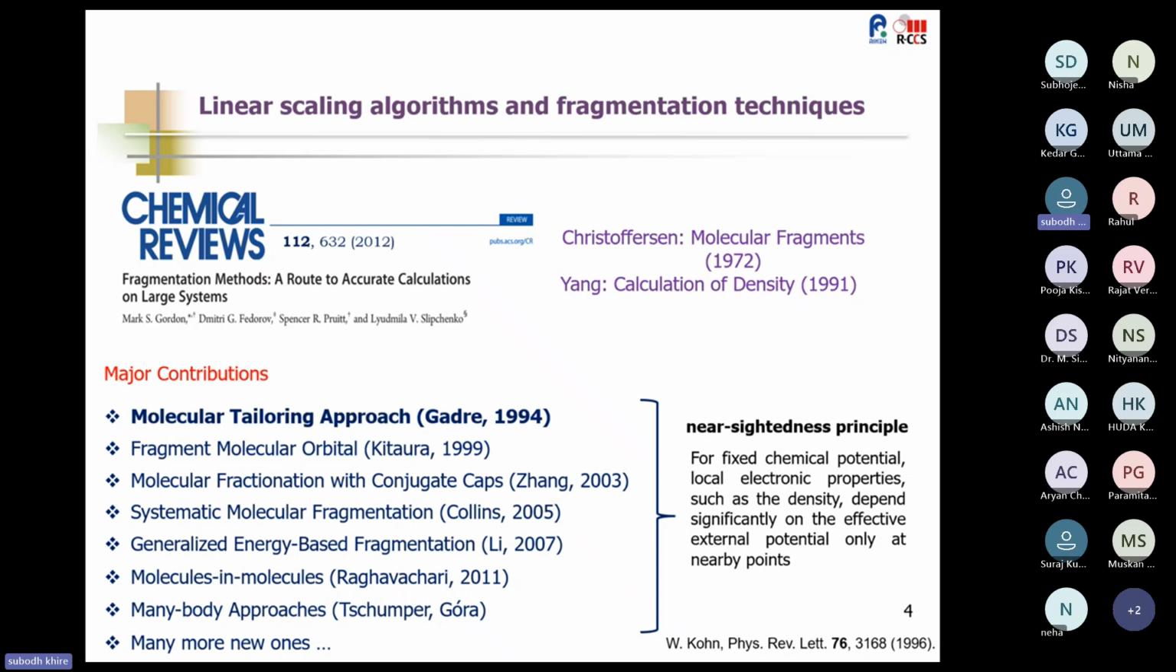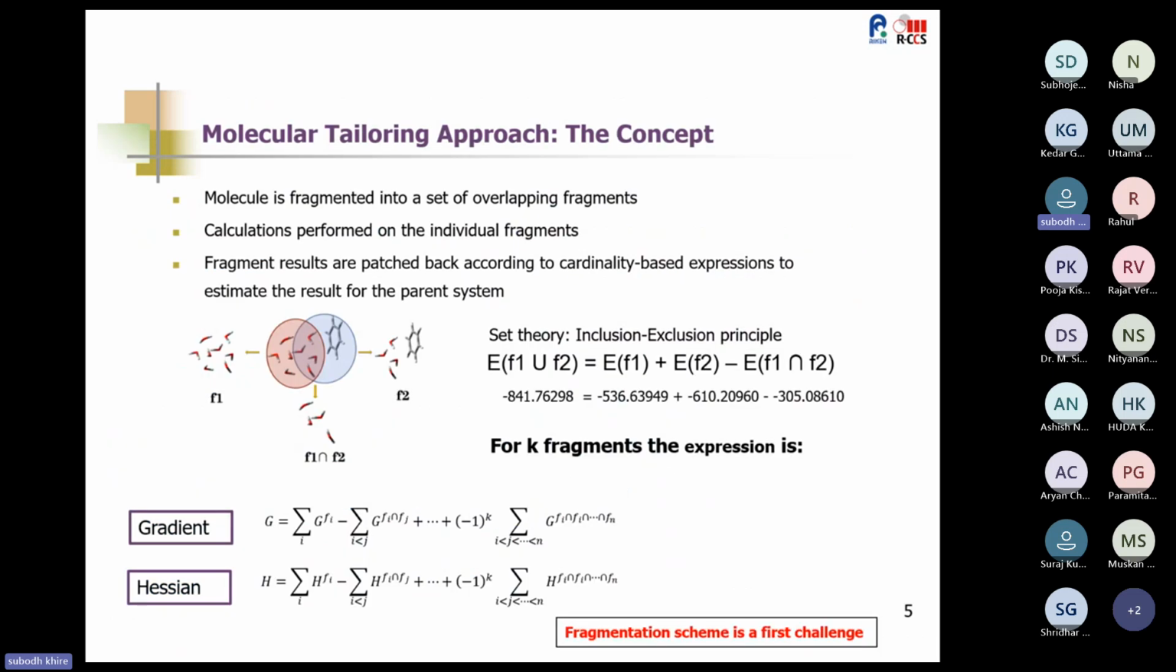Essentially, all these methods follow the same thing. Take a molecule, break it into smaller pieces called fragments, apply the calculations on the fragments, and patch the results back. But these methods differ in how they define a fragment and how they patch back. This is the essential difference between all these fragmentation schemes. And the molecular tailoring approach, since 1994, over the several years, has got a lot of augmentation in the code, and now the currently available code is capable of doing very many things.